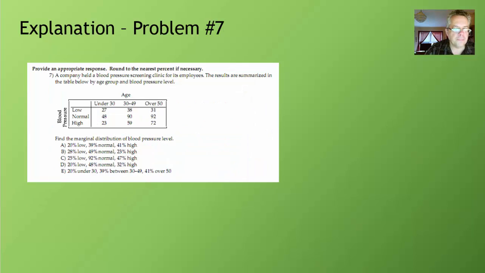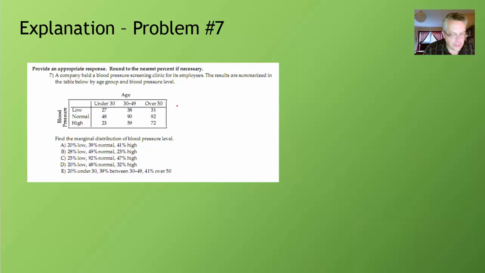All right, last problem. Problem number 7. Here we want to find a distribution, the marginal distribution. It says a company held a blood pressure screening clinic for its employees. The results are summarized in the table below by age group and blood pressure level. Okay, find the marginal distribution of blood pressure level. So the variable we're talking about is blood pressure, and the categories are low, normal, and high. So we're talking about the rows here. We need the row totals and then convert them to a percent.